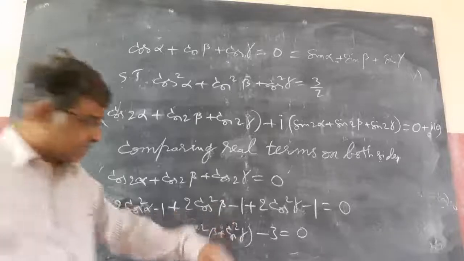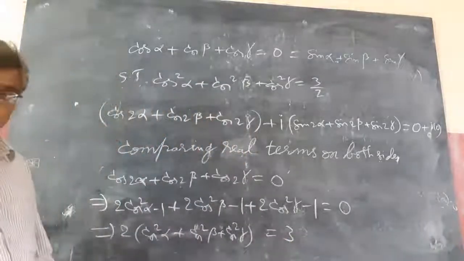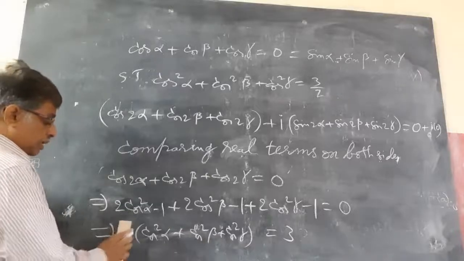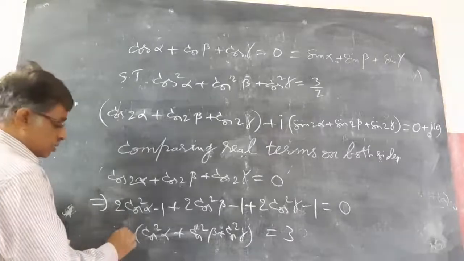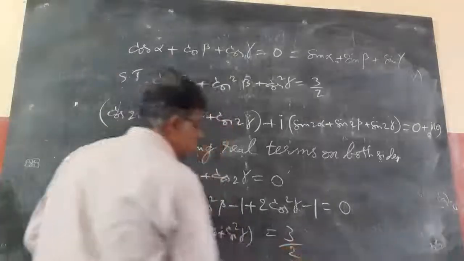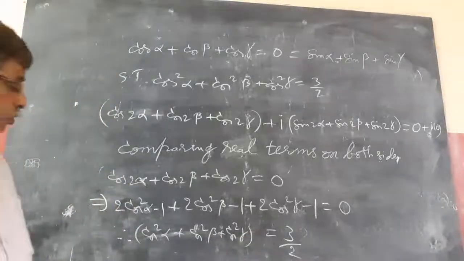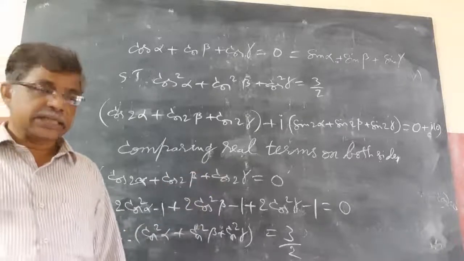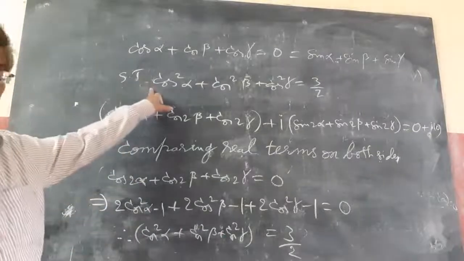Now I bring this minus 3 to the other side, becomes plus 3, so 2 into cos square alpha plus cos square beta plus cos square gamma is equal to 3. Write the next step separately, don't cancel in the same step. Bringing 2 to the other side becomes 3 by 2. So cos square alpha plus cos square beta plus cos square gamma equal to 3 by 2. Hence proved. That is what was asked to prove.